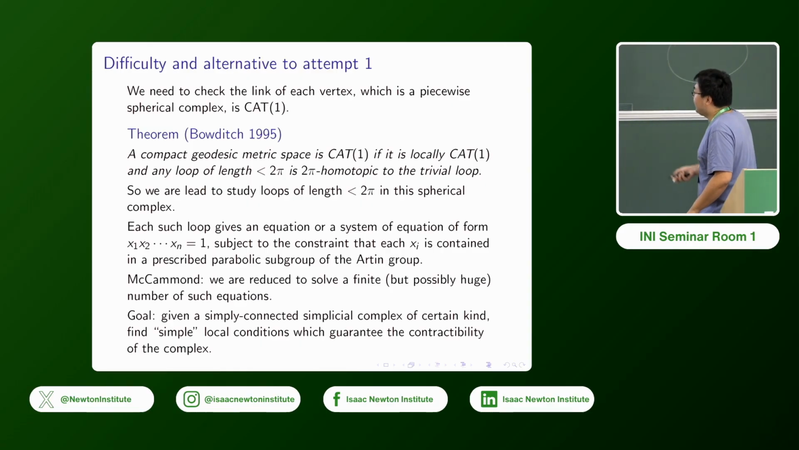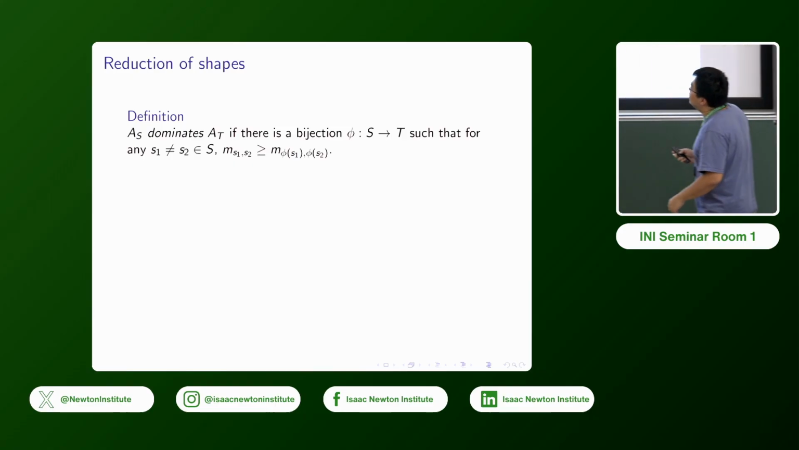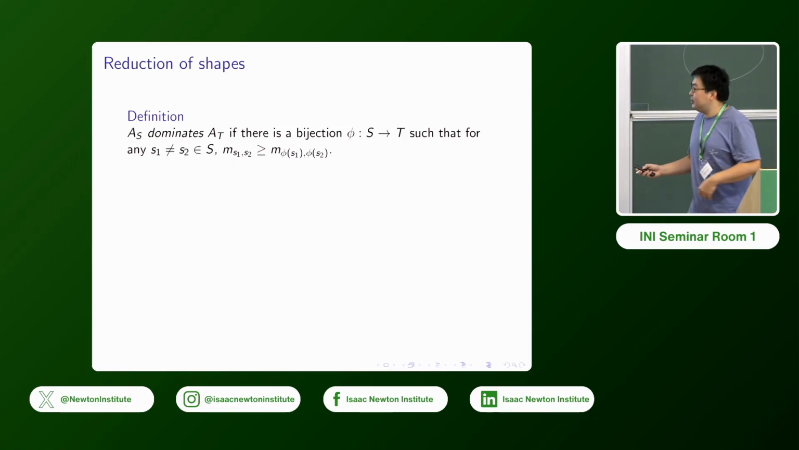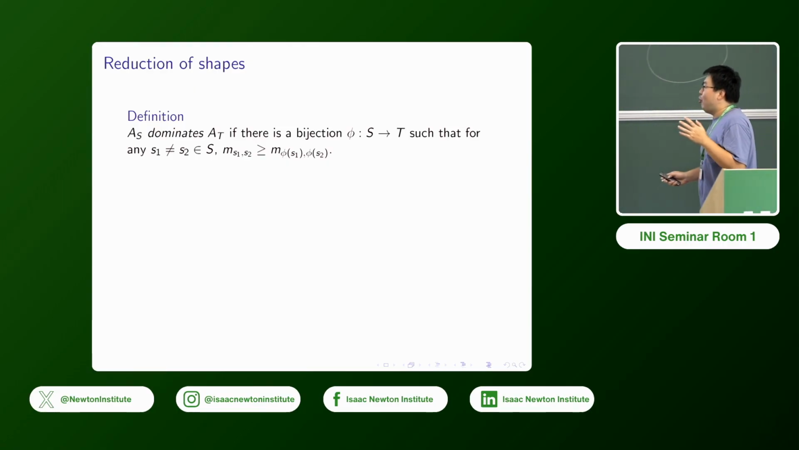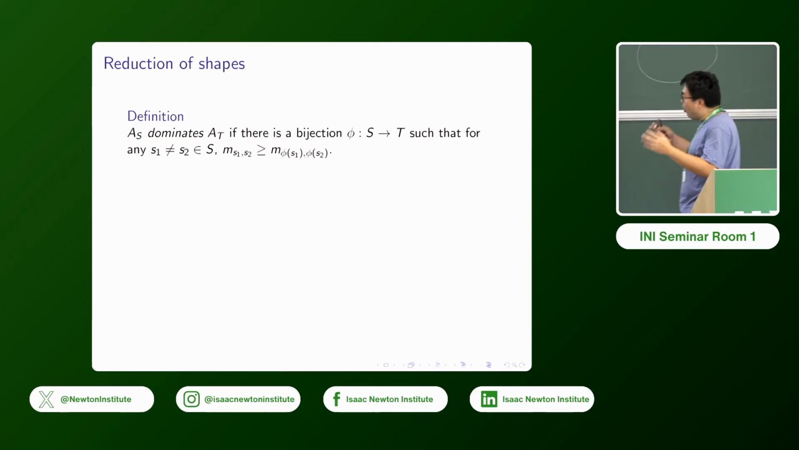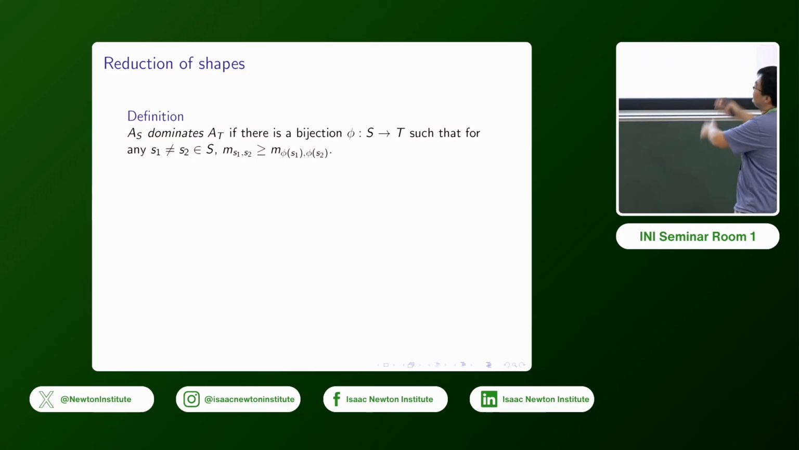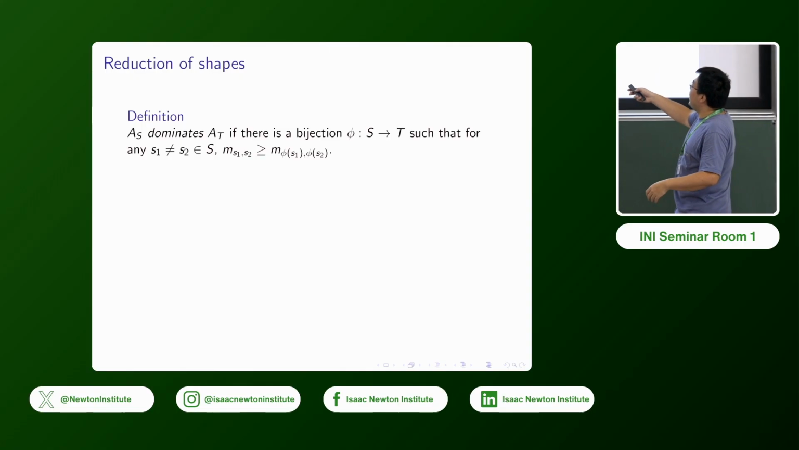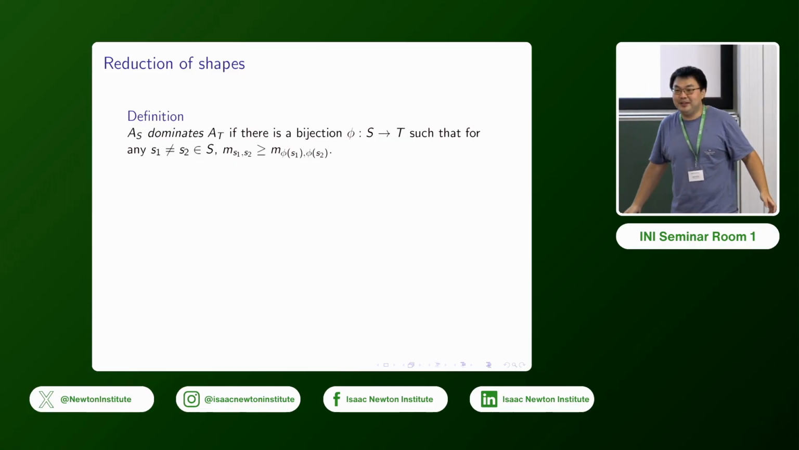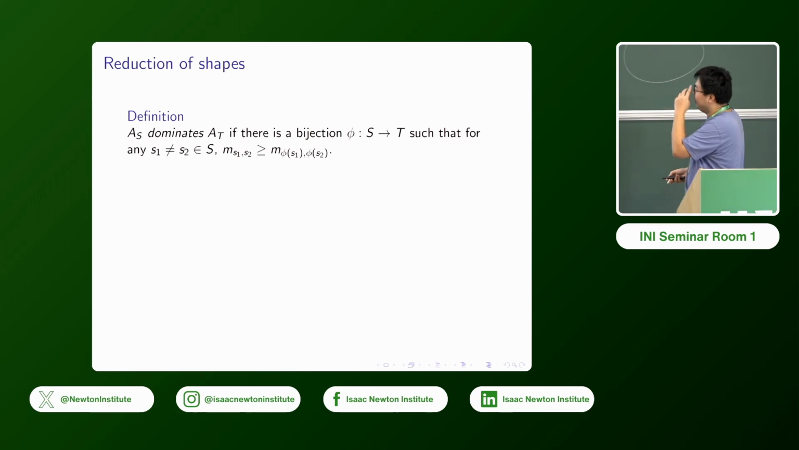So the next thing I want to point out is a way of substantially reducing the number of shapes you need to deal with. I start with the following definition. One Artin group dominates another Artin group if there's a bijection between the generating sets such that for any pair in S, the exponent between s1 and s2 is bigger than or equal to the exponent between their images. The vague intuition is that if A_S dominates A_T, then A_S is more hyperbolic than A_T. For example, the free group, where all the exponents are infinite, dominates everything else. This is some kind of comparison geometry, if you like.